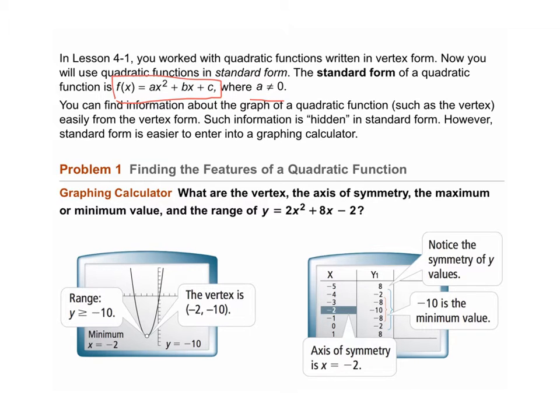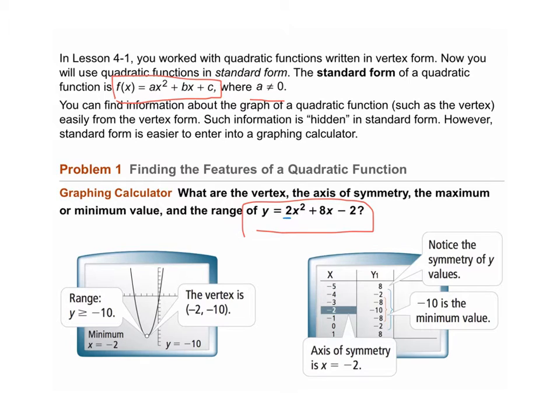Like I mentioned before, all the information of this graph is going to be hidden within standard form. So when we look at y equals 2x squared plus 8x minus 2, we cannot tell what the vertex is right away. It's hidden, and there's a little formula we're eventually going to talk about for how to find the vertex. But it does give us some key information. Our a value, which in this case is 2, is still going to tell us whether the graph opens up or down. If a is greater than 0, a positive number, the graph is going to open up, which means we're going to have a minimum point.